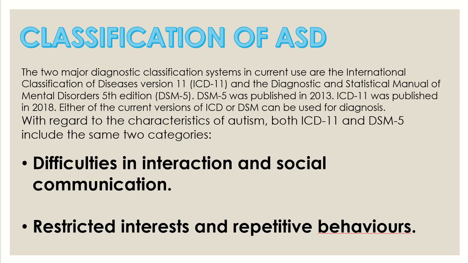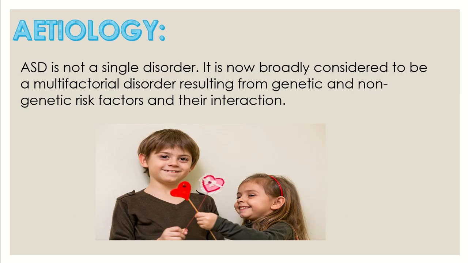Now, classification of ASD. There are basically two diagnostic classification systems in current use, ICD-11 and DSM-5. ICD-11 was published, I think, in 2018, and DSM-5 was published in 2013. But with regard to the characteristics of autism, both ICD-11 and DSM-5 include the same two categories. The first is difficulties in interaction and social communication, and the second is restricted interest and repetitive behavior, as I have shown you in the video.